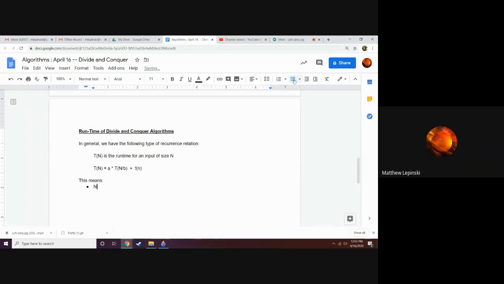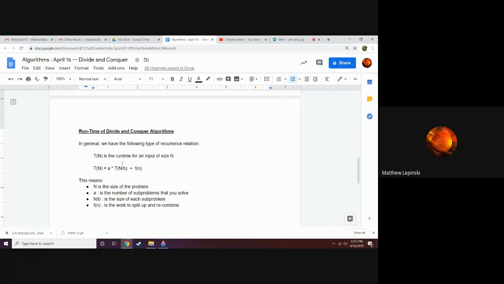What this means in general is that n is the size of the problem, A is the number of subproblems that you solve, and n over B is the size of each subproblem, and then f of n is the work to split up and recombine.